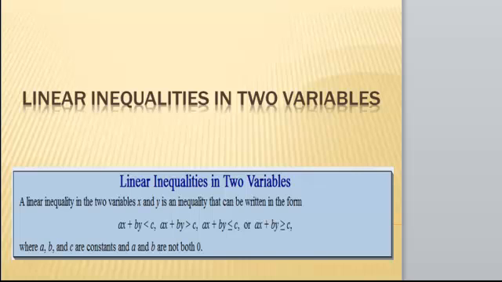Linear inequalities in two variables. A linear inequality in two variables x and y is an inequality that can be written in the form ax + by < c, or ax + by > c, or the same thing with the little equal to bar under it, where a, b, and c are constants and a and b are not both 0.